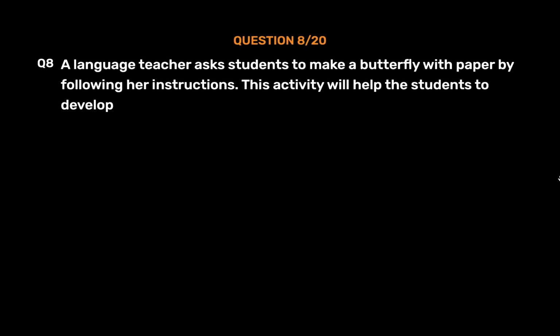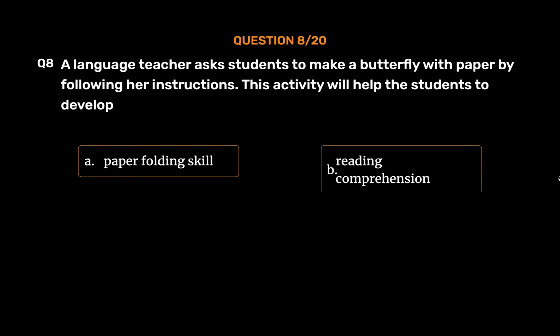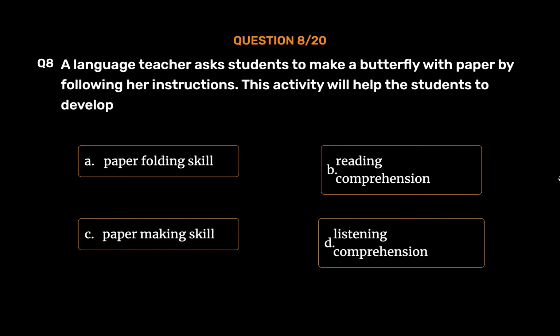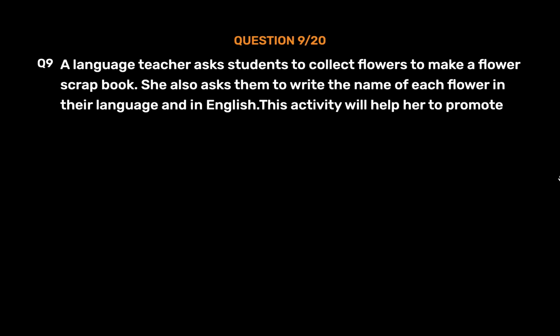Question number 8. A language teacher asks students to make a butterfly with paper by following her instructions. This activity will help the students to develop Option A. Paper folding skill. Option B. Reading comprehension. Option C. Paper making skill. Option D. Listening comprehension. The correct answer is Option D. Listening comprehension.